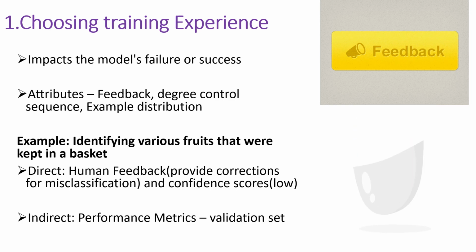For each and every misclassification or misprediction, the human will give certain feedback in order to make corrections in the learning. If the feedback is indirect, your model is evaluated using certain performance metrics like accuracy, recall, and F-measure. These are metrics used to evaluate whether the model is working properly or not. This is nothing but a validation set.